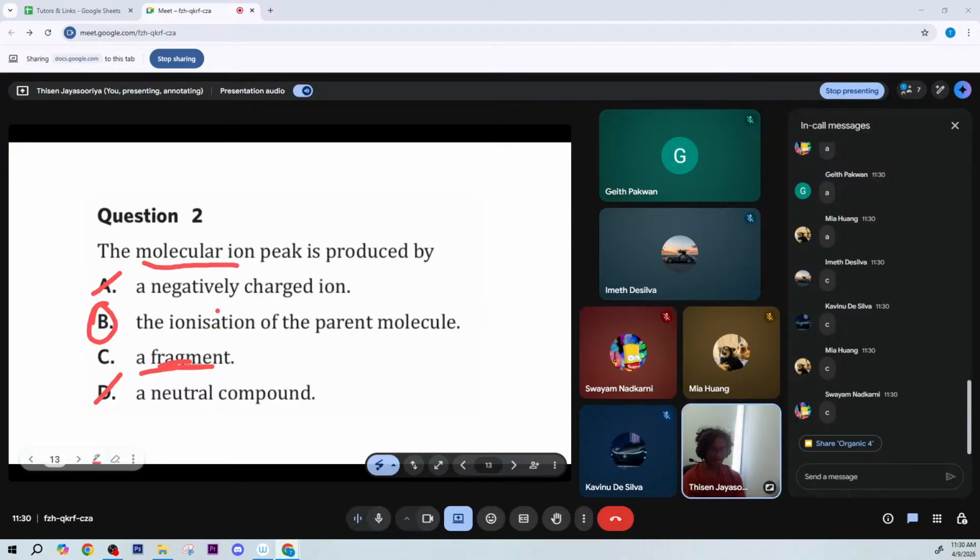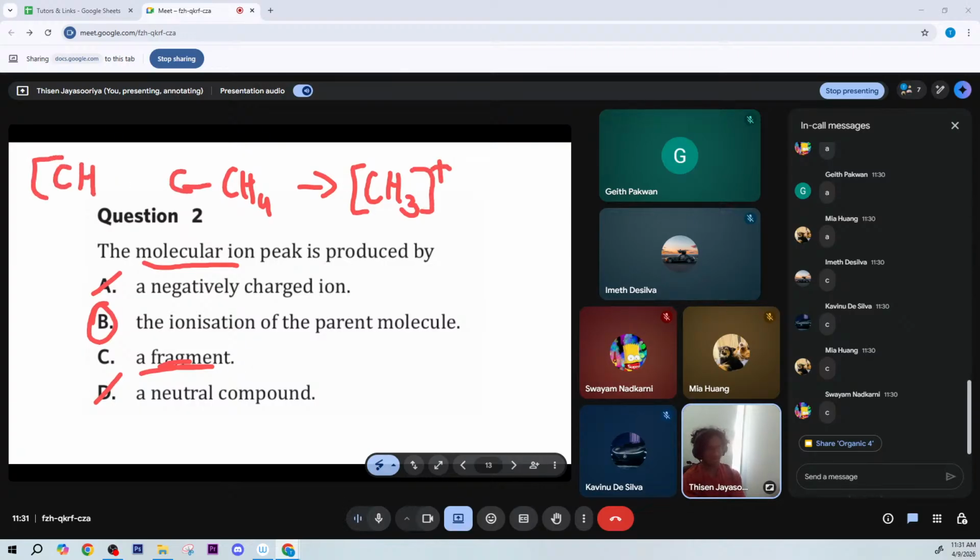The molecular ion peak is a fragment is like, let's just say if we have CH4, yeah? A fragment of this one is going to be CH3 plus, yeah? CH4 plus is not a fragment of itself, yeah? All this is saying is we've lost an ion. A fragment, we've lost an actual element in here. So here, the answer is B. So it's the ionization of the parent molecule.